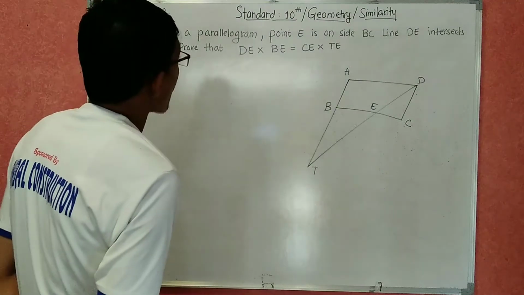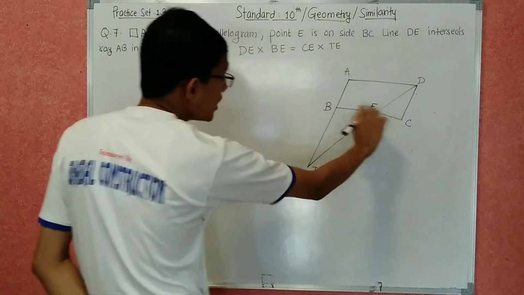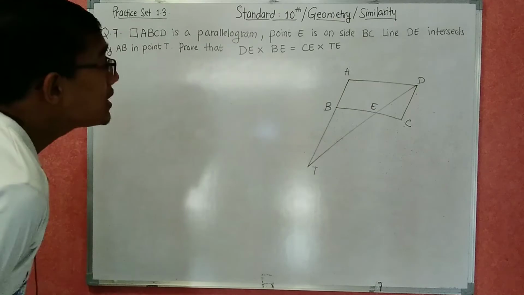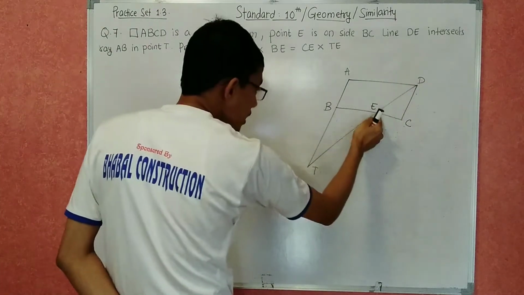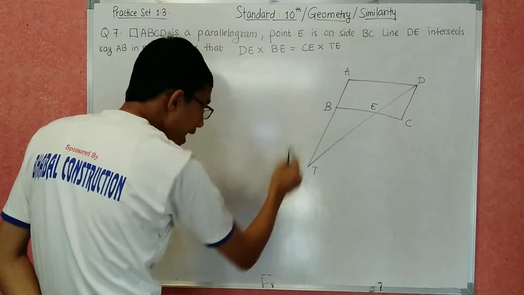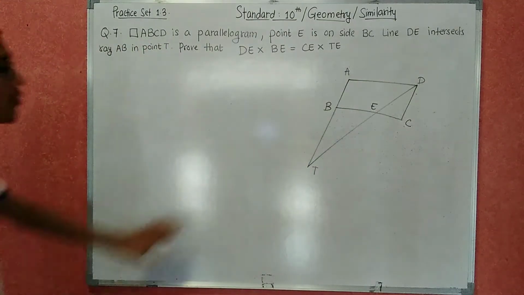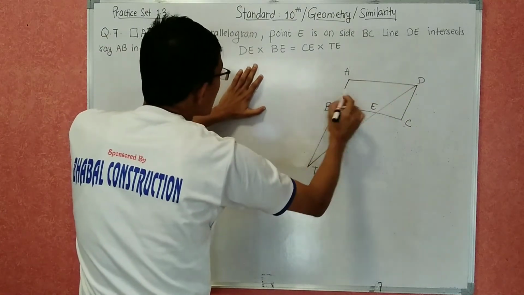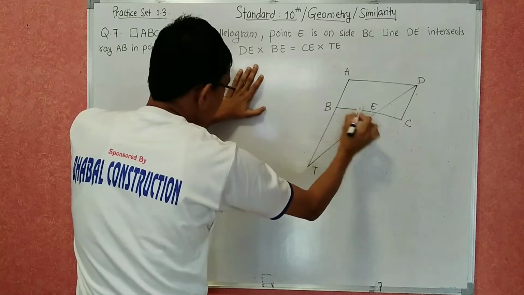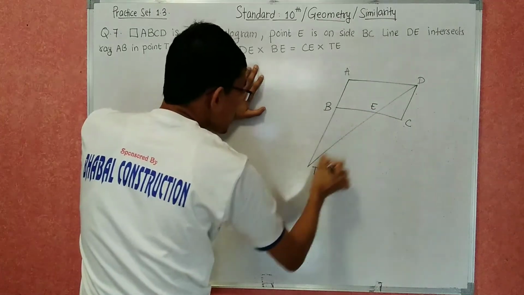Then point E is on side BC. Line DE intersects AB at point T. Okay, what we have to prove? That DE into BE is equal to CE into TE.